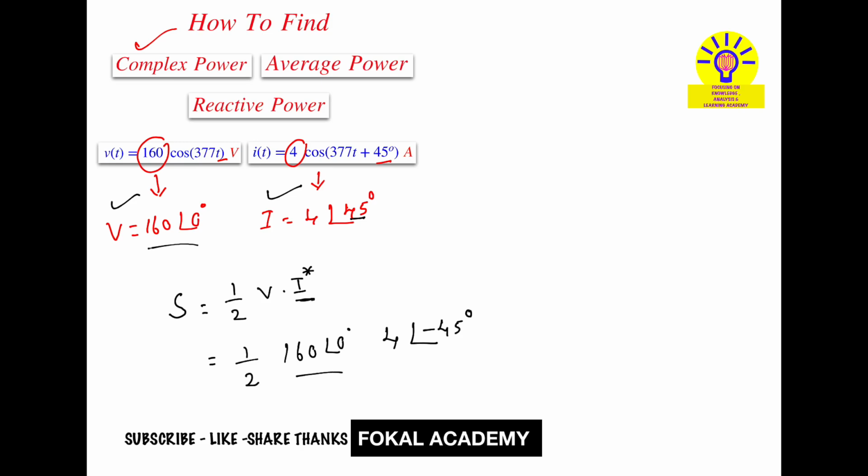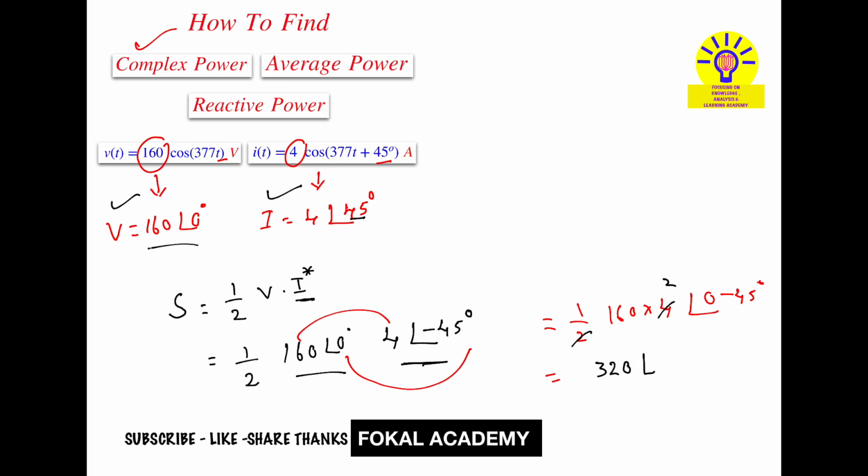Now two phasor forms are going to be multiplied. How can you multiply these two phasor forms? Multiply the magnitudes separately, that is half of 160 times 4, and add the phase angles, that is 0 plus minus 45. That is equal to 320 with phase angle minus 45 degrees. So this is the complex power in phasor form.